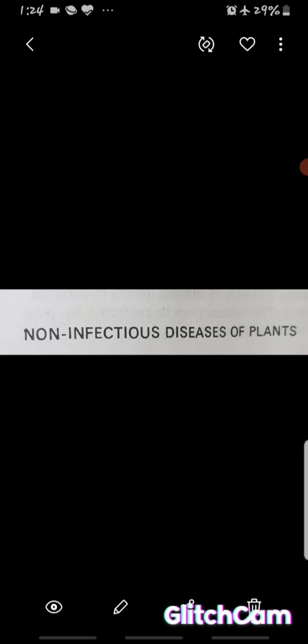Then at last we can say, due to the deficiency of these elements in the plants, the diseases can be known as non-infectious diseases.